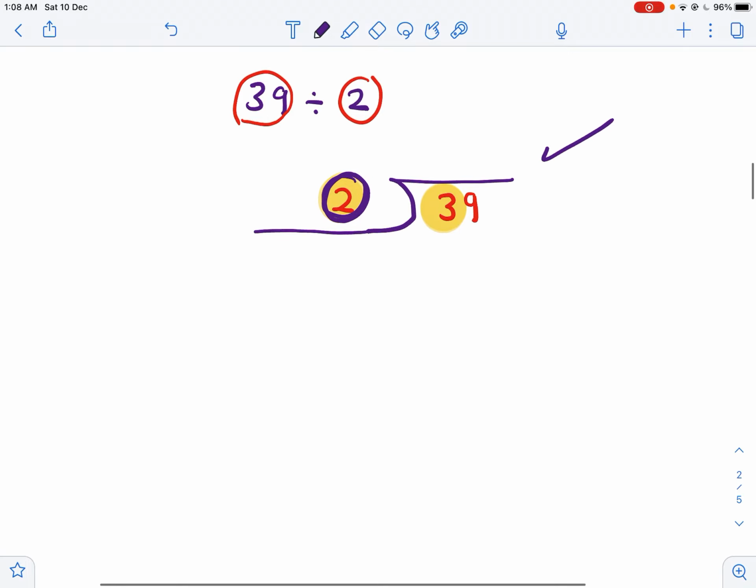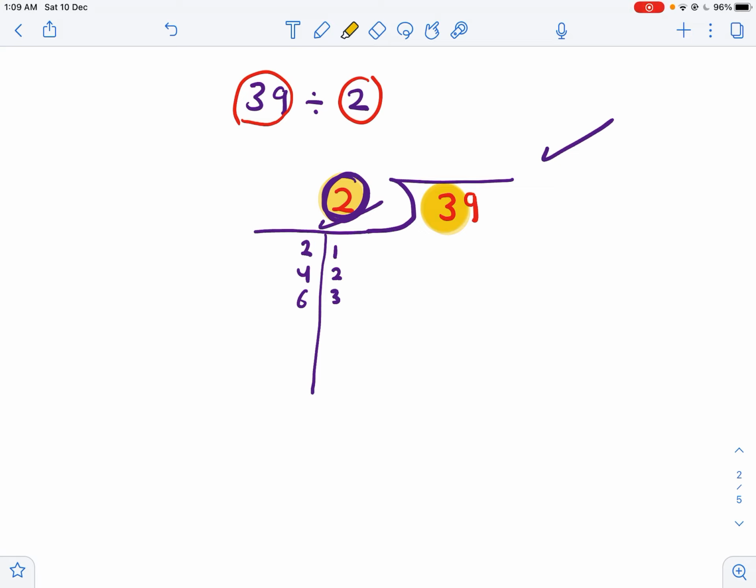What you're going to do is write the times table of the divisor, the number 2. So let's write it here. You will start: 1 times 2 is 2. 2 times 2 is 4. 3 times 2 is 6, and so on. But what you're looking for in this times table is the number that you highlighted before, the 3. You're looking for the 3.